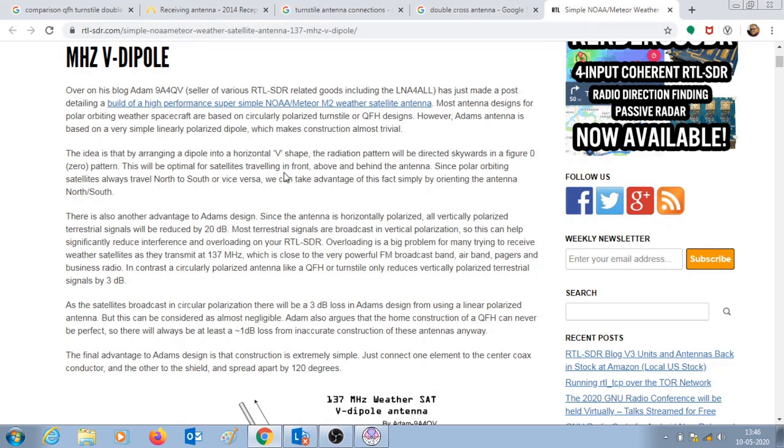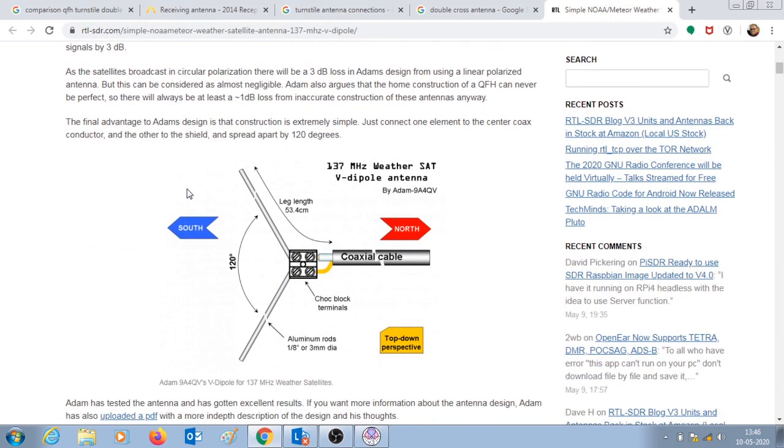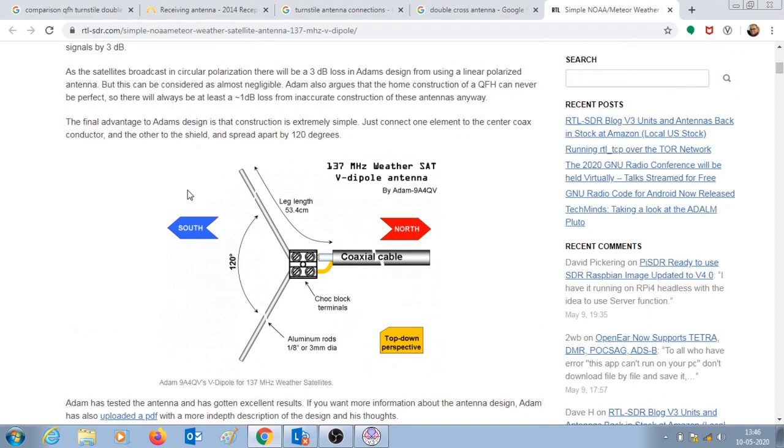I highly recommend you read this article. I will put a link. It gives a very nice description of the antenna and the reason that this antenna could work. So this is the reason why I decided to start with this antenna. Definitely I will build the other antennas also, to check how they are better than this antenna, as they claim.